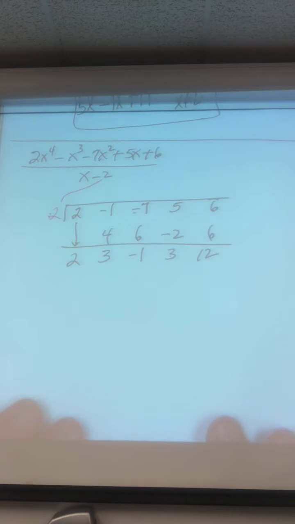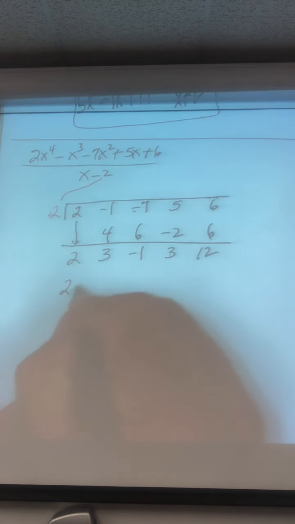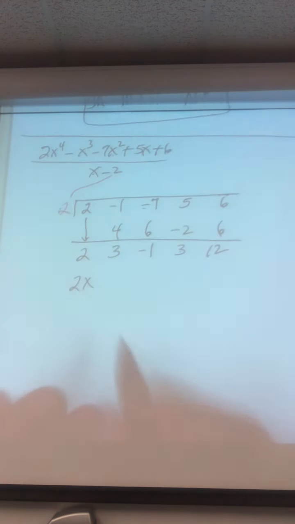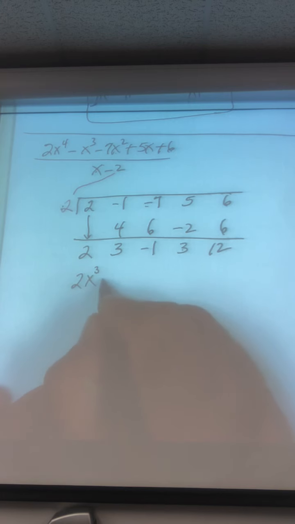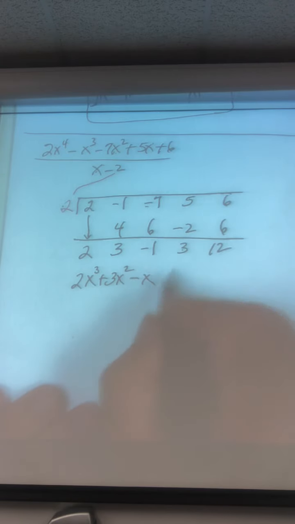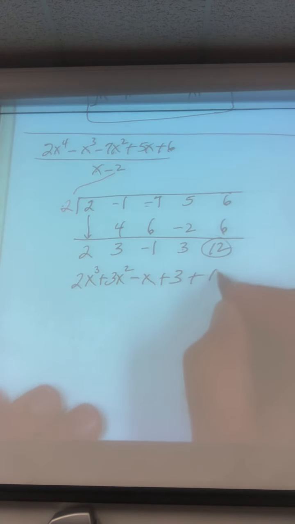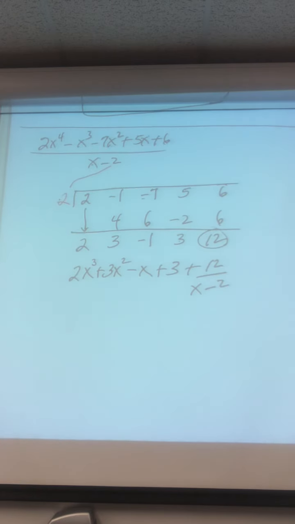Now write in my answer. This will be 2x. Now what power do we start with? You're dividing an x1 into an x4. So this is going to be 2x3 plus 3x squared minus 1x plus 3. Then the number that's on the end is always your remainder, and we always put our remainder back over the divisor.